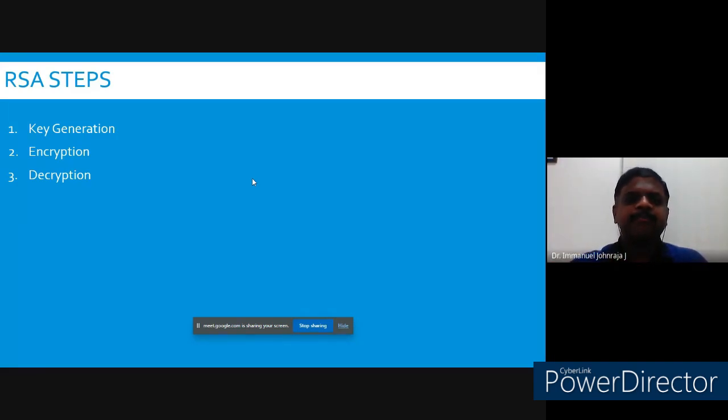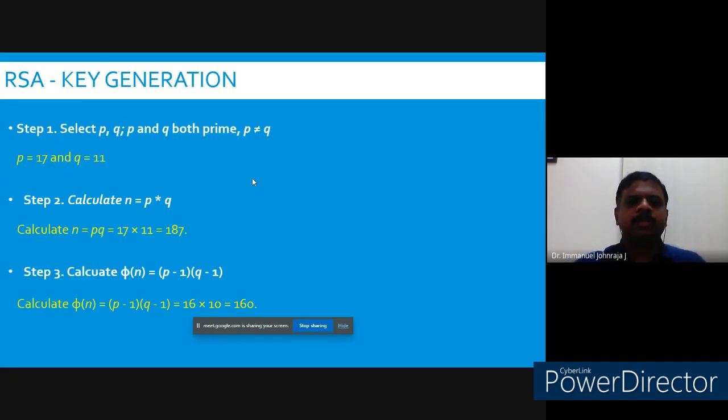Once we see that, we are also going to see how encryption and decryption can be done in RSA. All right, so let's go stepwise. Very simple one, but you are supposed to remember these steps.